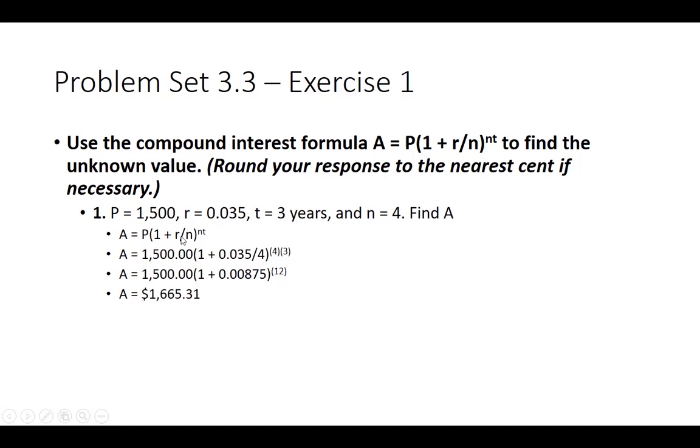1500 for P, 0.035 for R, 4 for N in both places, and 3 for T. Our first steps are multiplying the exponent together. 4 times 3 gives us an exponent of 12. We also must divide 0.035 by 4 to get 0.00875. Add 1 to that, and it becomes 1.00875. Raise that to the 12th power. Keep that in the calculator, multiply by 1500, and we get $1,665.31.